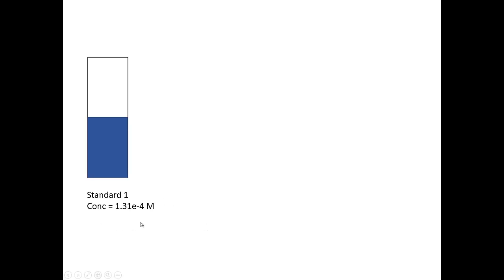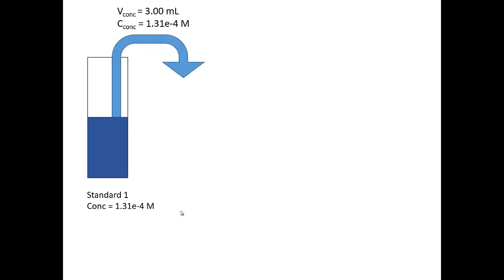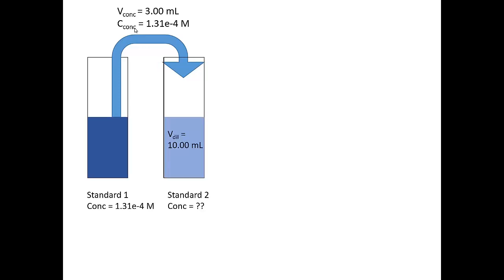So this is the concentration of my concentrated solution, and I'm going to take a sample of that. So say I take 3 milliliters, 0.00300 liters, right? Divide by 1,000. So this is my volume and my concentration. If I then dilute that up to 10 milliliters, I know the volume of my diluted solution, and just like in our previous example, we can then calculate the concentration of our diluted solution, right? So we're going to be able to calculate this concentration that I have marked here by a double question mark, and that's going to be my concentration for standard 2.